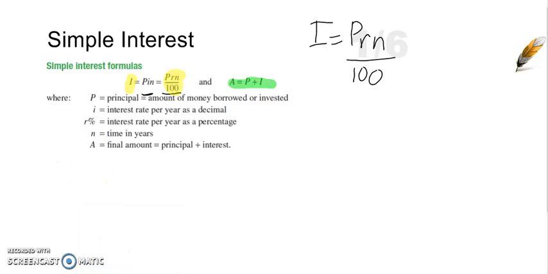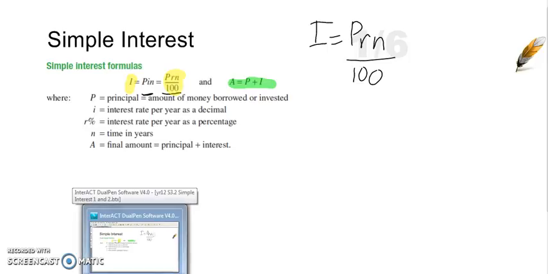Below it here, they've listed what all the things are. So this should be a revision. P equals principal, or the amount of money you borrowed. I is your interest rate. Now, we're not using I, we're using R. So it's your interest rate per year as a percentage. That means you can just take it straight out of the question, put it into the formula. And N is the time in years. We'll go into that in more detail when we do some questions, because you have to use fractions if it's not whole years. And A is your final amount, which is your principal plus interest.